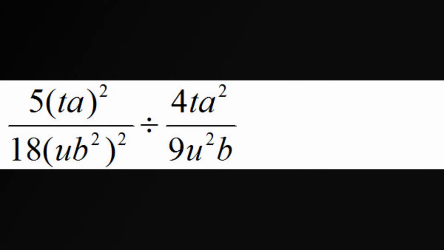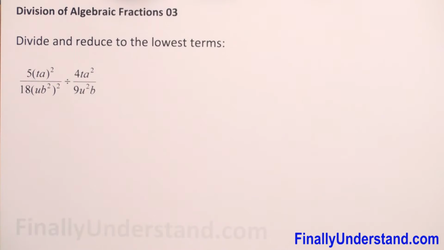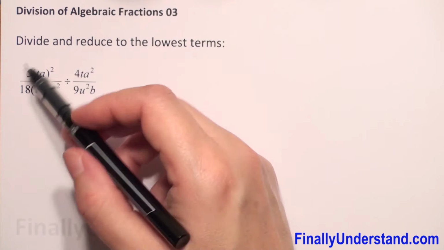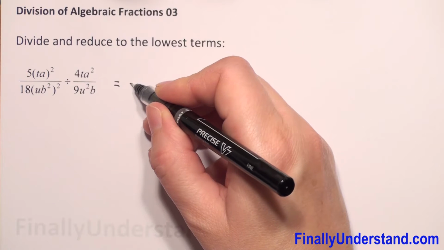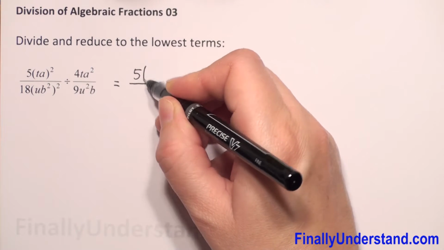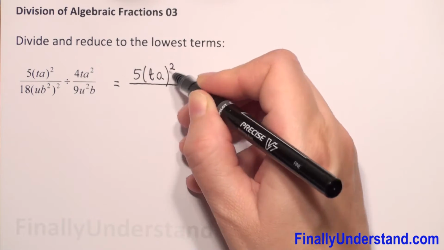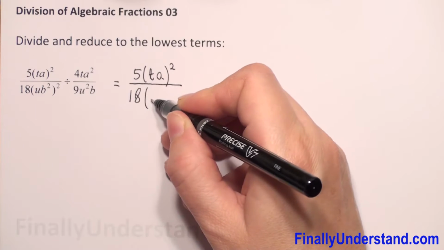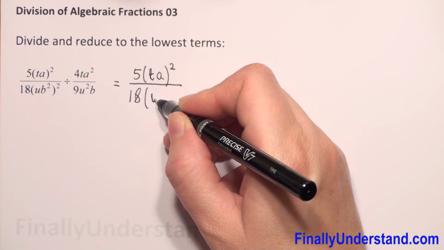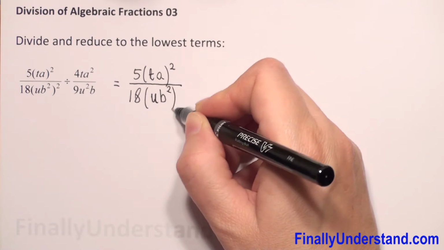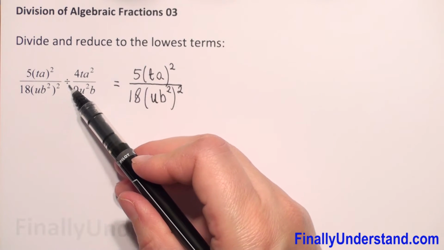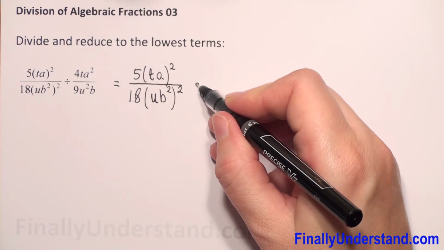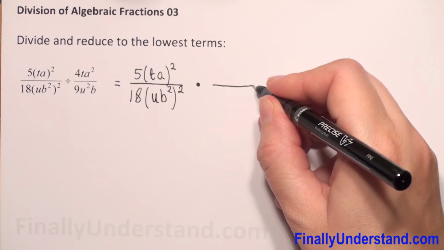We have division of algebraic fractions. We know that when we have division of algebraic fractions, we have to do the same operation as for division of fractions. So first we have to copy the first fraction. We have 5 times t a to the second power over 18, in parentheses we have u b squared, to the second power. Now we have to change the division sign to multiplication, and we have to flip the second fraction.